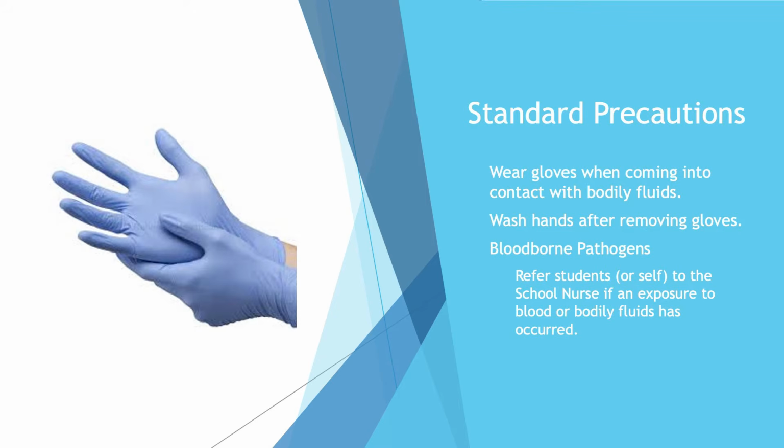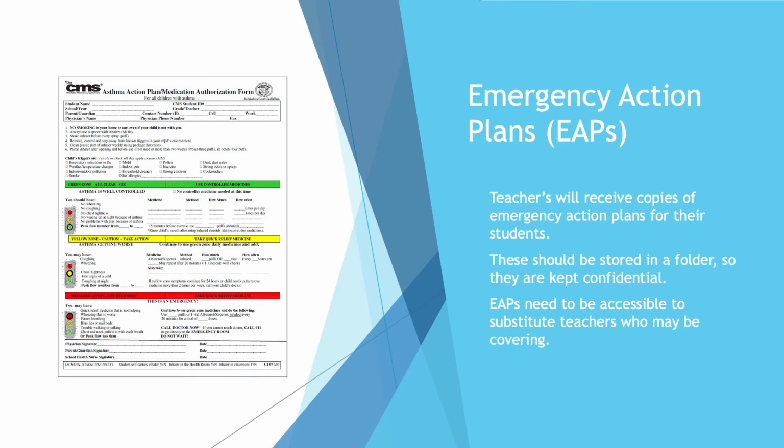Please see your financial secretary or treasurer for guidance on ordering personal protective equipment, PPE, from CMS Safety. This is an example of an emergency action plan. There are various forms depending on the diagnosis. This form provides steps to follow in the event of a health-related concern or emergency. Your school nurse will provide a copy to be maintained in the classroom, accessible to coverage staff.